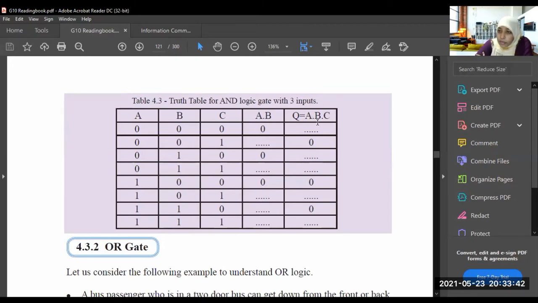Here A and B and C. So A and B is 0, no? C 0. Understood? Here also 0. Here also 0 because you just search. Okay, AND means all should be on, no? So search here. All are not, only one is on. So here also 0. Here 0. This one also 0. 0. This one also 0. The last one only is 1 because here all the inputs are 1.